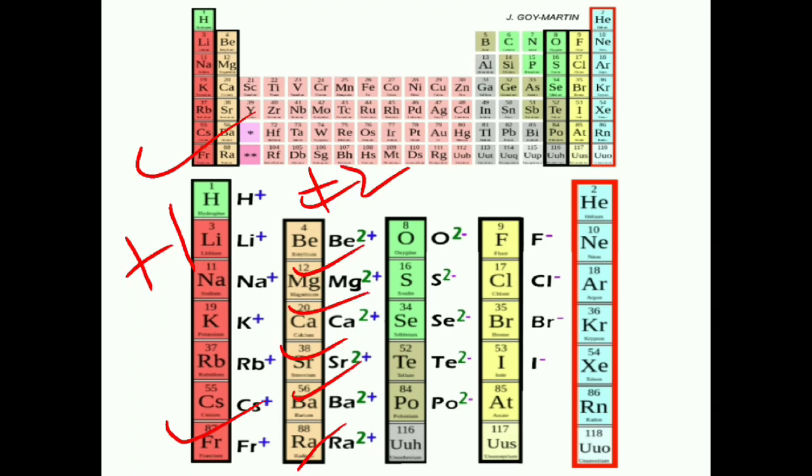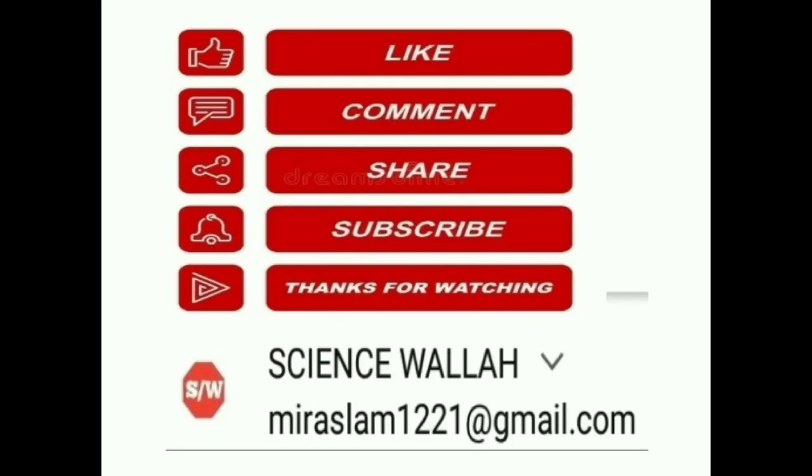If we move to the right side of the periodic table, we have the 16th group, the oxygen family. They have a tendency to gain two electrons, so minus two ions. Similarly, we have the 17th group of the periodic table called the halogen family. Fluorine, chlorine, bromine, iodine, astatine. They all have a tendency to gain one electron, so they form minus one ions.